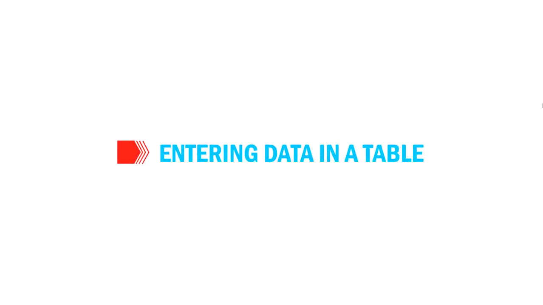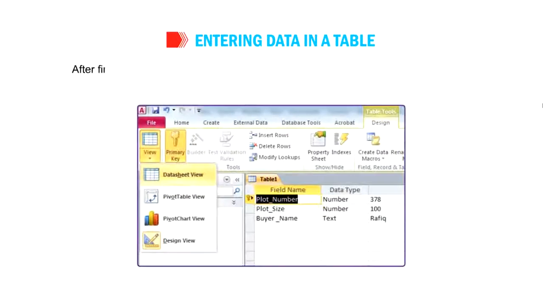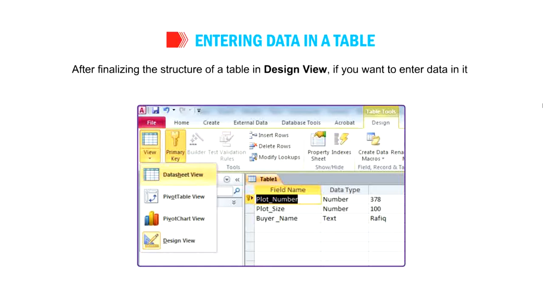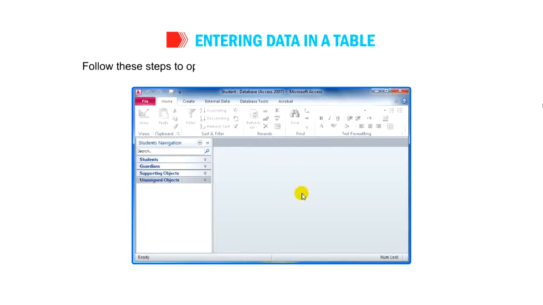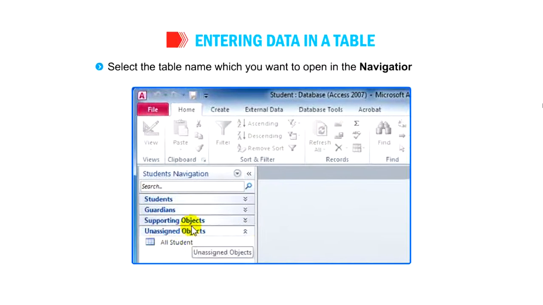Alright students, now let me tell you how to enter data in a table. After finalizing the structure of a table in Design view, if you want to enter data in it, you need to open it in the Data Sheet view. Follow these steps to open the table in the Data Sheet view and enter data in it. Select the table name which you want to open in the Navigation pane.